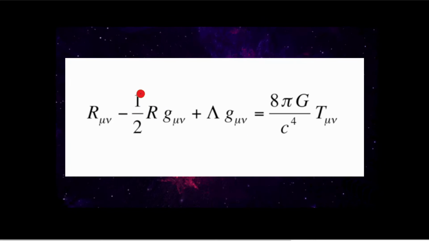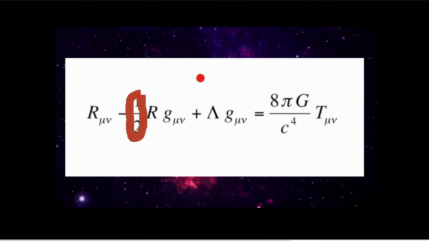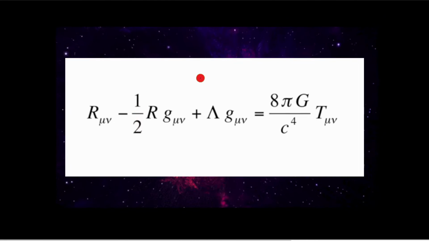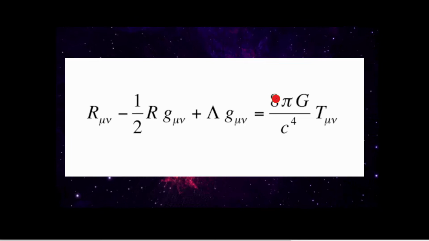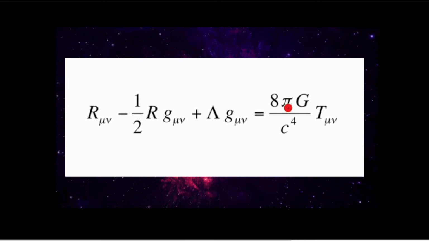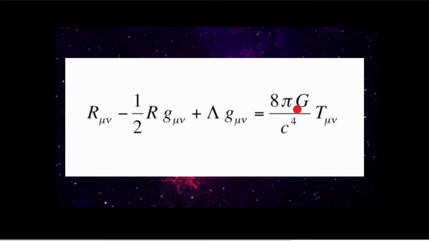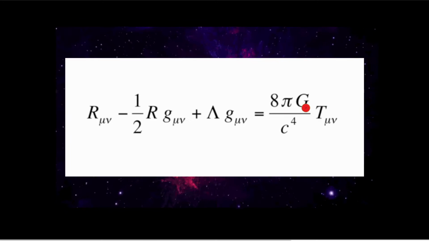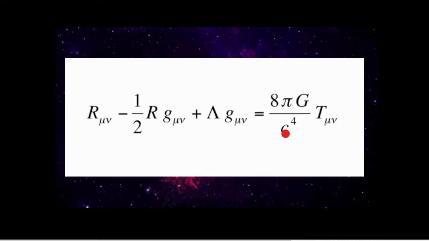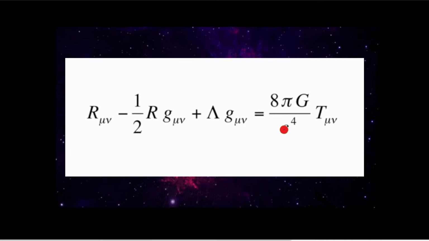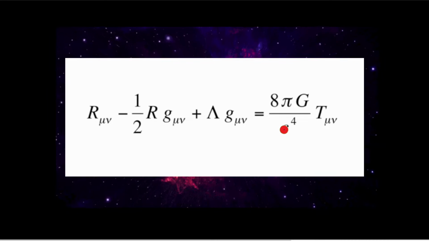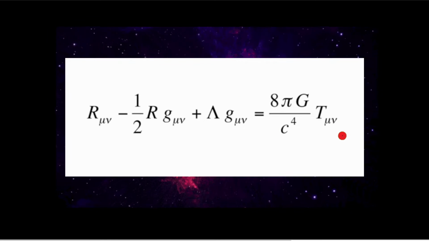You will know what 1/2 is, and you will know what 8 is. You'll also know what pi is, and you'll also know what G is. G is the good old gravitational constant, and you will also know what c is. C is the speed of light. Thus, there are only a few things you may not know.